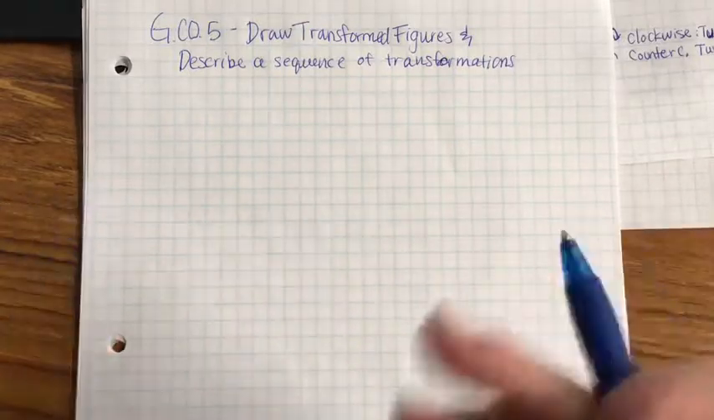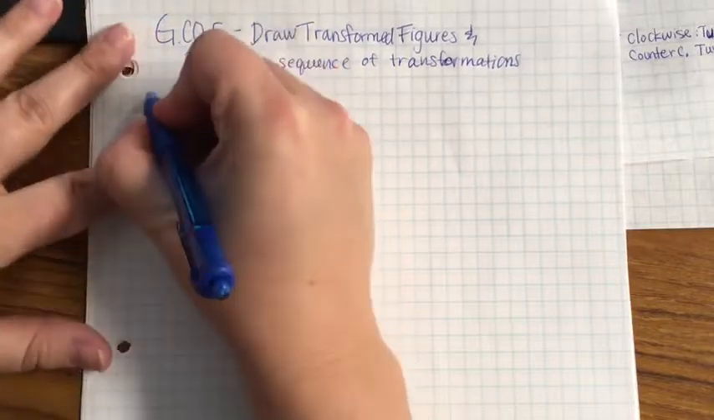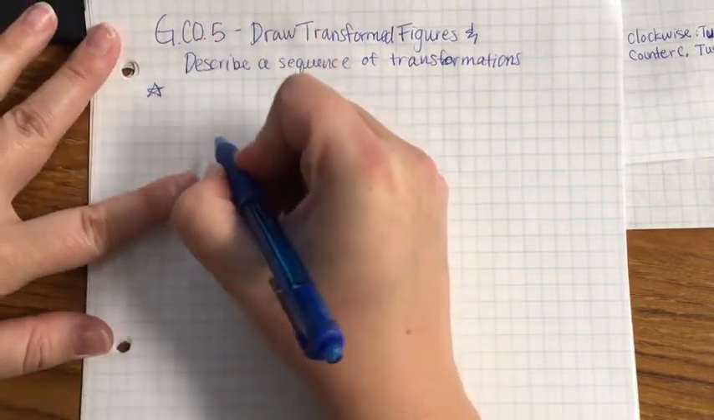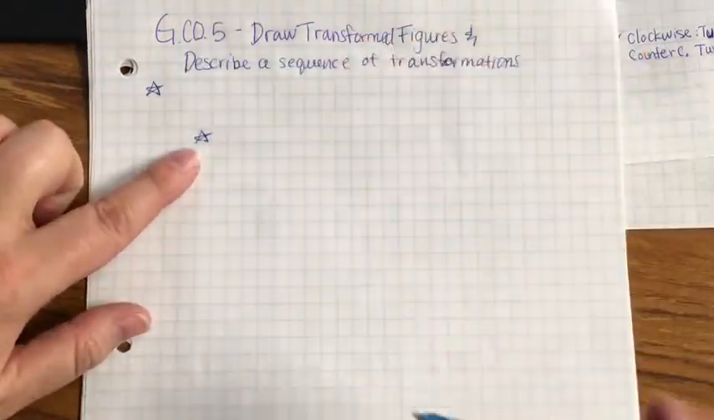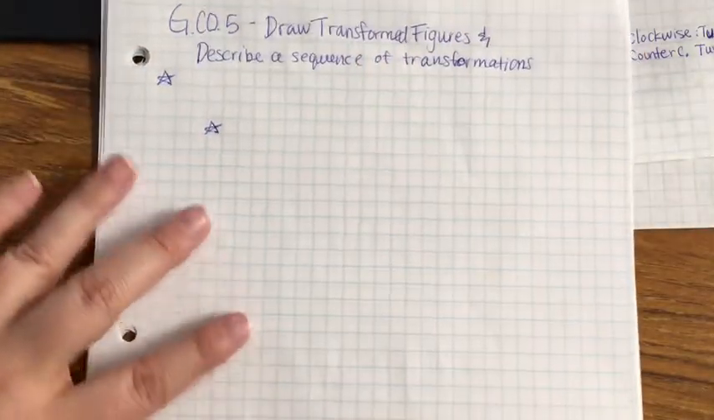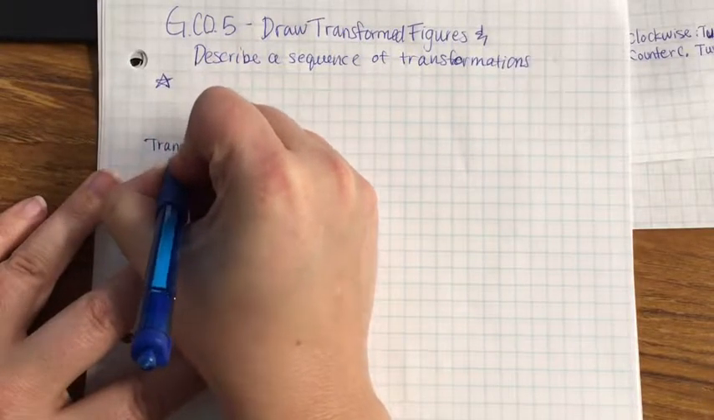Okay, so let's say that we have whatever you want to draw. I'm going to draw a star. And now the star is over here. What happened to get from this star to that star? It was transformed. What was it called? Translated. So that's translated.